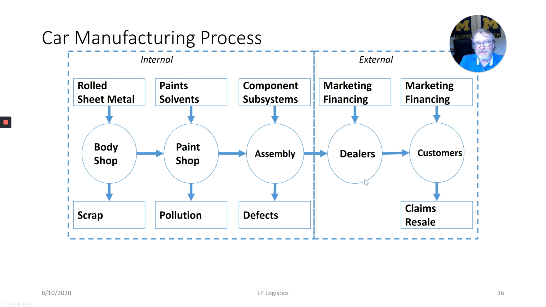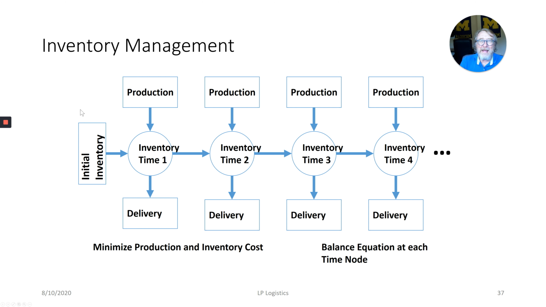Then after it leaves the plant, it goes to dealers. Unless you're Tesla, they don't have dealers. Good for Tesla. It goes to dealers, and there's marketing and financing going on at the dealers from the auto company, and then it goes to customers. So you can represent that as a network of different operations where you have cars going through here. You have information flows. You have things like scraps, pollution, defects coming out, so you can write that down as a network. Here's inventory management, right?